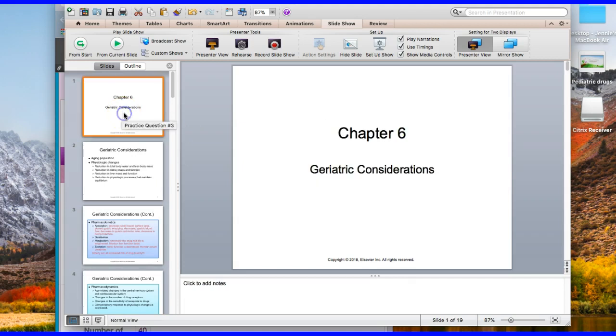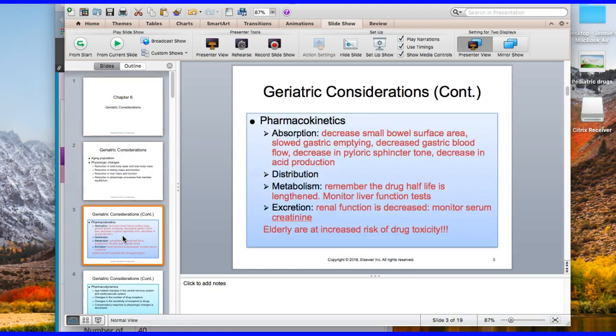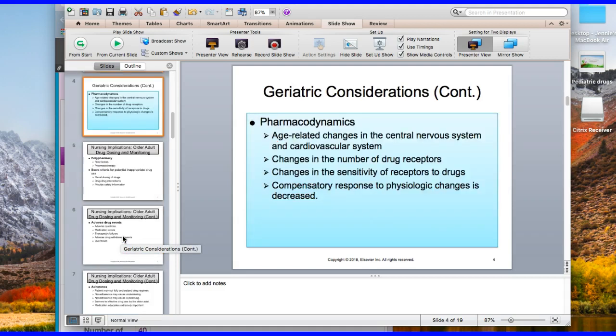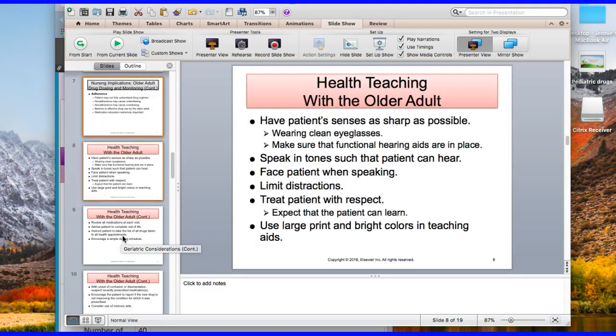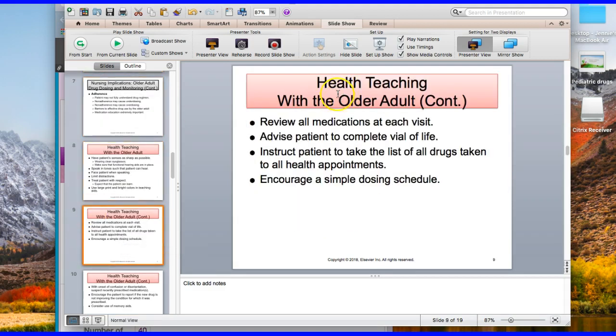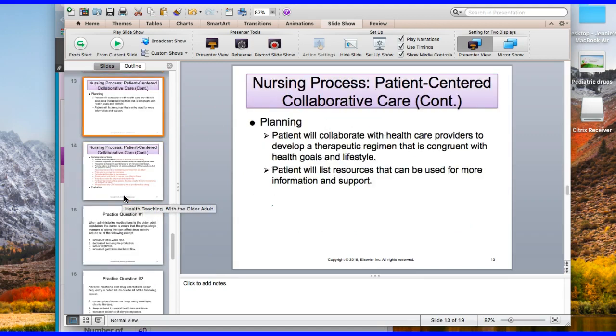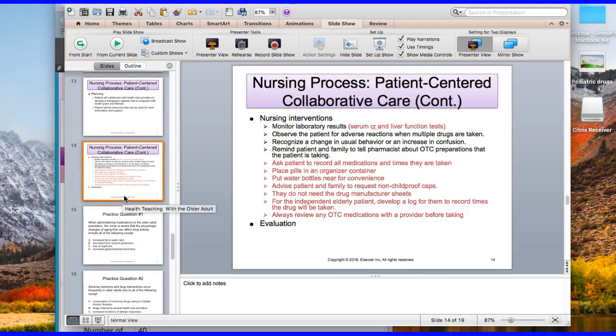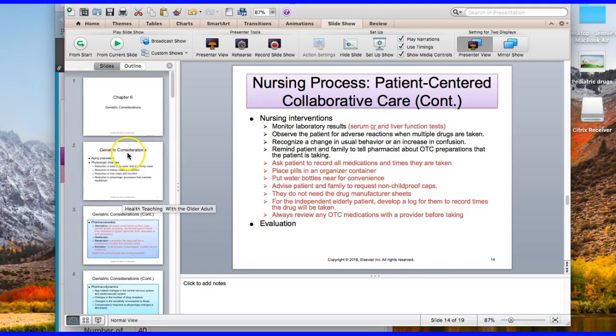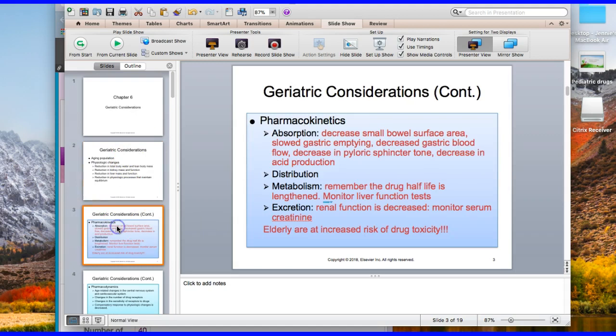All right, so we're finished with this one. Remember to pay attention to the things that I highlighted in red here, not the red health teaching here, but the things I highlighted in red. But really try to understand. I hope that this is coming together for you, and that you're really trying to understand absorption, distribution, metabolism, and excretion and how it varies in people of different ages. So, all right, that's it.